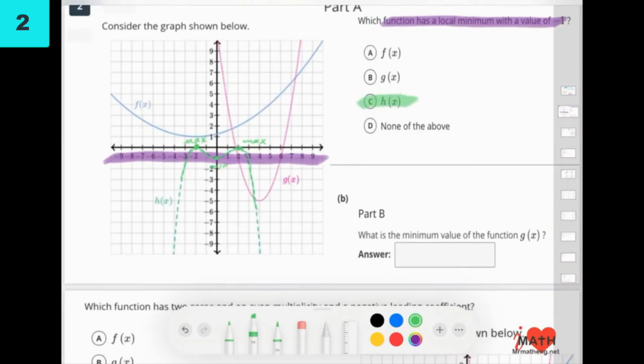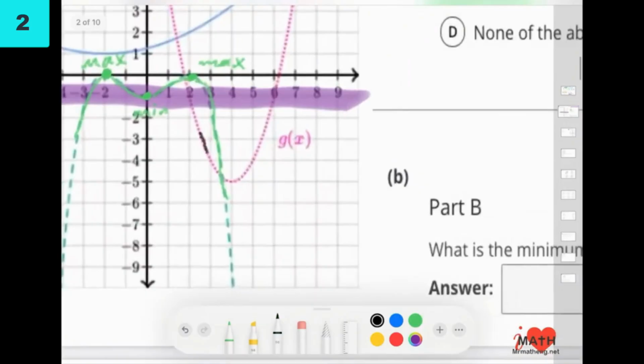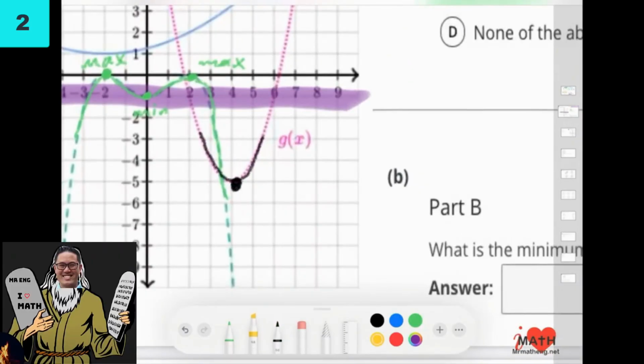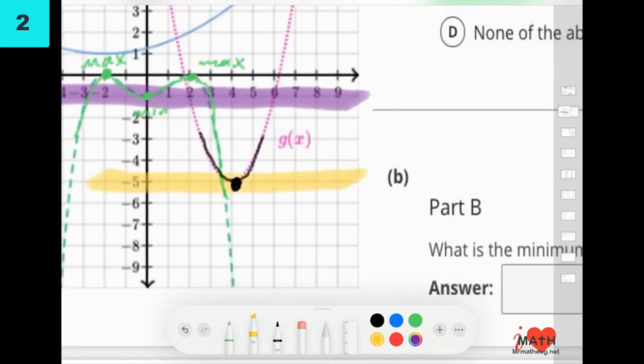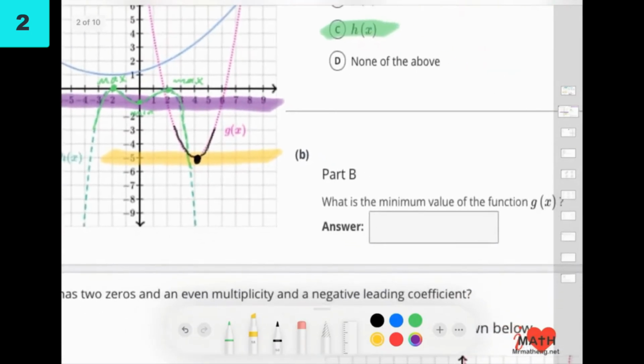Okay, part B. What is the minimum value of the g of x? So now I'm going to focus on the pink graph. And you'll notice in the pink graph that the low point here is this one. So I'm just going to highlight that, and you'll notice that the y value is -5. That was the clue I gave you guys.